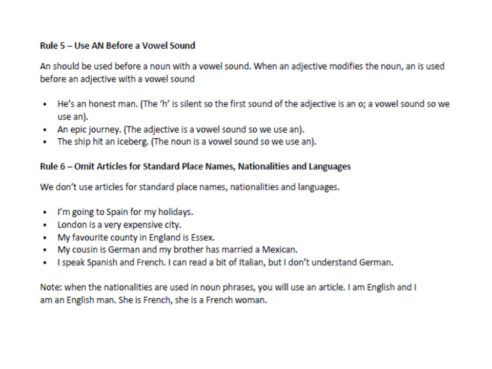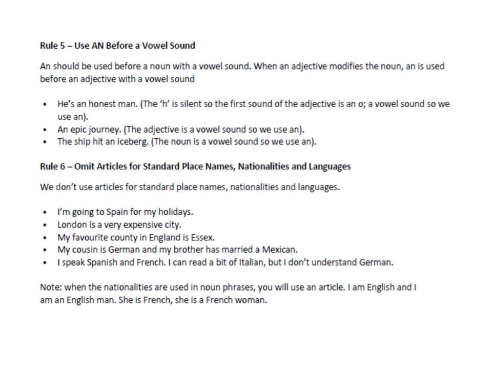And then the next example you just see there, an epic journey. Epic journey means the adjective is a vowel sound, so we use an in front of the word epic. Then next example, the ship hit an iceberg. The noun is a vowel sound, so we use an here in front of the word iceberg.